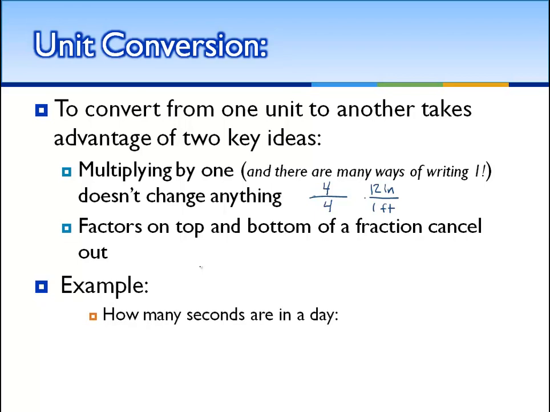So to start one of these conversion processes, I usually start with the given. In this case, I've been given a day. 1 day is my starting point, and I need to convert that into seconds. So I'll start by writing 1 day. Notice how it looks like it's above a fraction? Now I'm going to multiply that by a conversion factor.